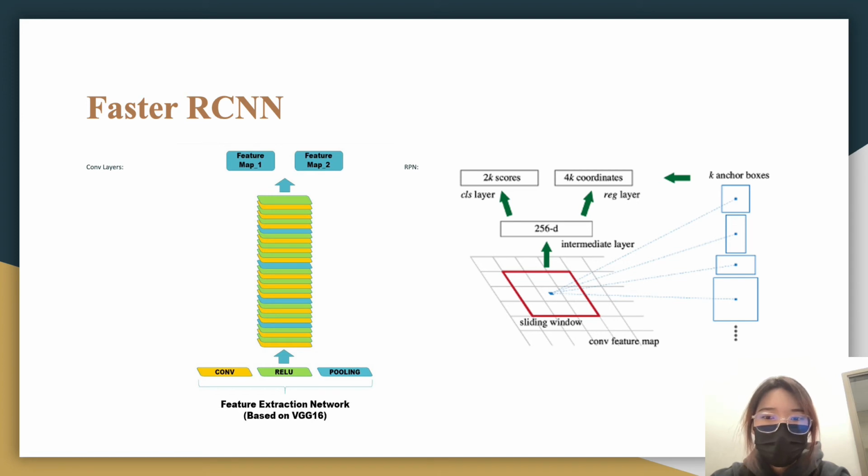For the classification and regression module, use proposal feature maps to calculate specific categories and do bounding box regression again to obtain the final precise position of the detection frame.